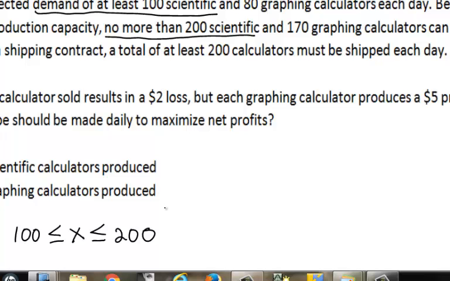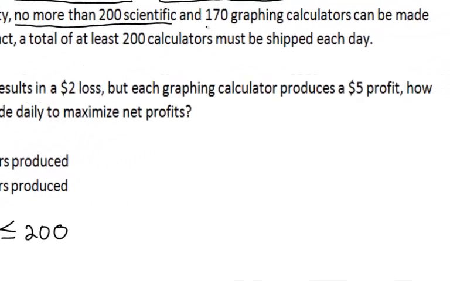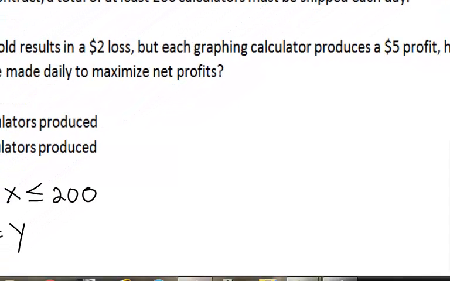Now look at the y values on the graphing calculators. The demand is 80, so we want at least 80. So y is greater than or equal to 80. But because of the limitations on production, we can't make more than 170. So less than or equal to 170. So that's the constraints on the graphing calculators.